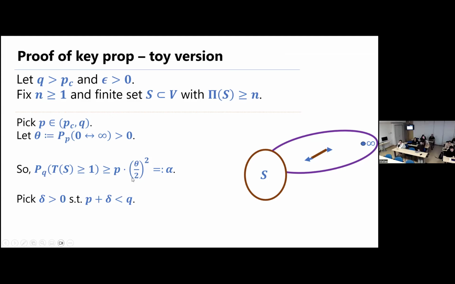So, why? Sorry, another doubt. We are working with just one infinite connected component? With just one infinite connected component? So it doesn't really matter.